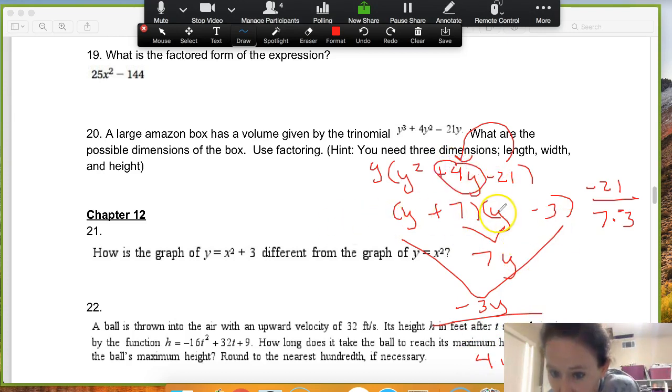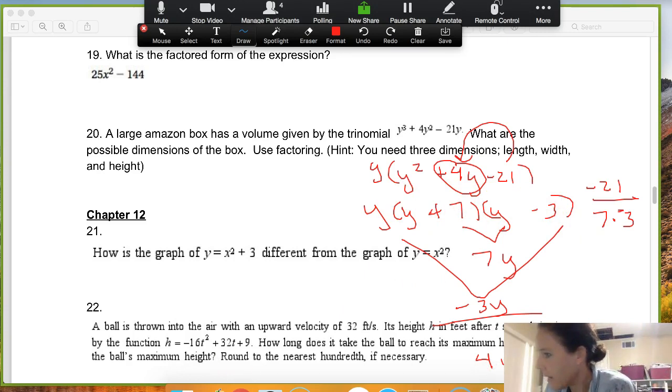So there are my factors: y plus 7, y minus 3. This y still exists. So there are your 3 dimensions: y times y plus 7 times y minus 3. And you're done.